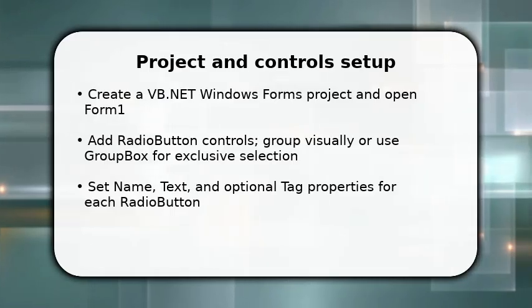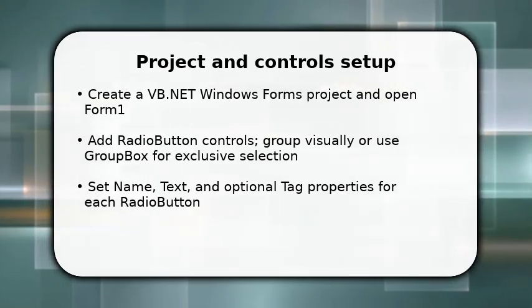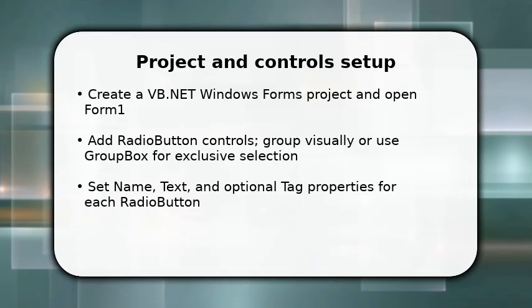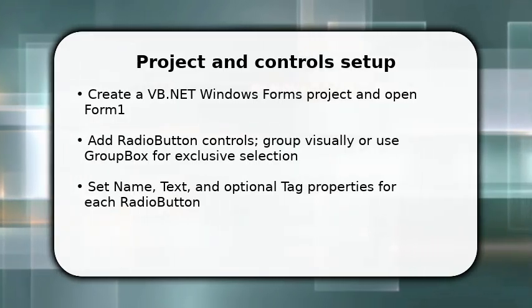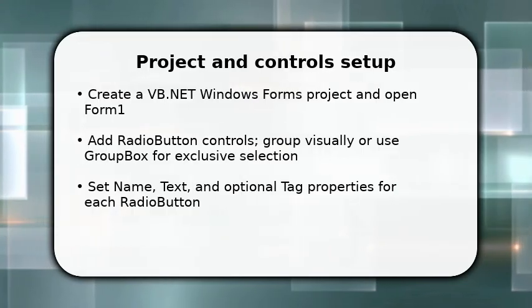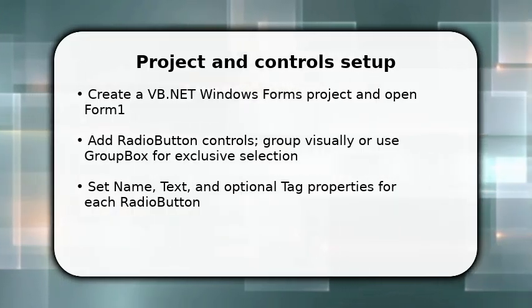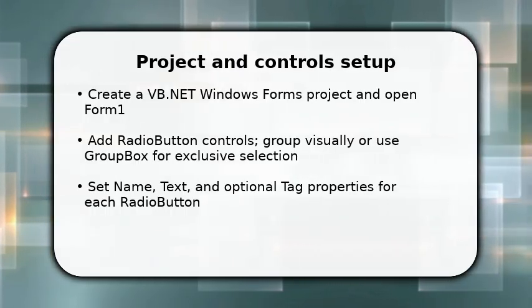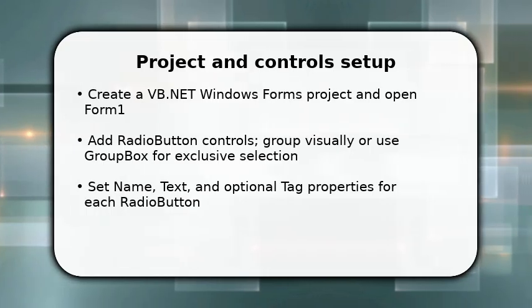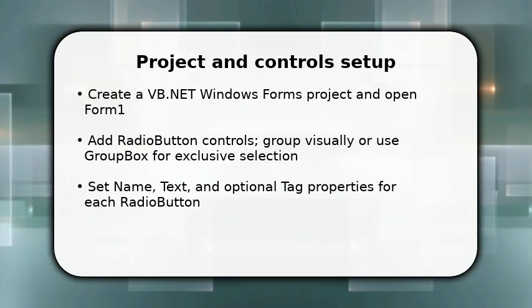You start by creating a Windows Forms project and opening the form where the options belong. Once done, drag radio button controls onto the form, place them inside a group box when you want exclusive choices. Make sure to set meaningful name and text values and use the tag property to store an ID or value if needed. Also adjust tab order and enabled state now, because proper naming and grouping simplify the code you write next and prevent selection conflicts.